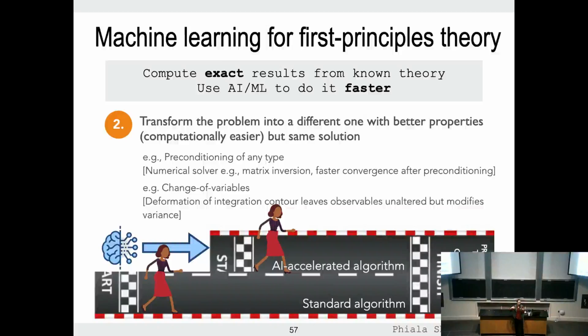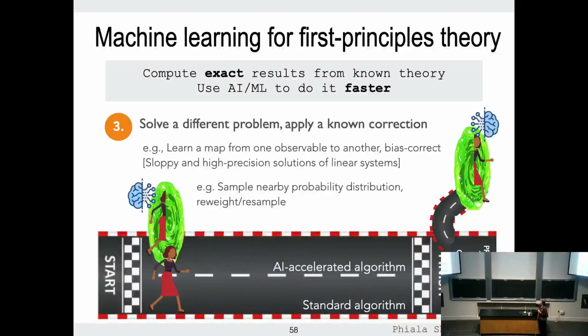Well, if you deform your 10 to the 12 dimensional integration contour, your field theory integration contour, in a way that you don't cross poles, you can make it much easier to solve numerically while guaranteeing that you still have the right answer, right? So you can get a lot of mileage out of ideas like that. Another is, well, solve a different problem very efficiently using AI, as long as you know how to correct it to get the exact solution back again, right?